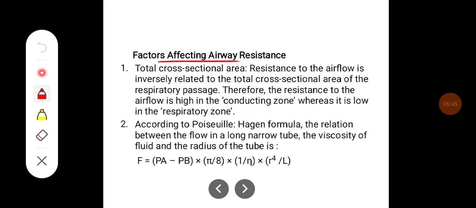Some of the factors affecting airway resistance are total cross-sectional area. The resistance to airflow is inversely related to the total cross-sectional area of the respiratory passage. Therefore, resistance to the airflow is high in the conducting zone, whereas it is low in the respiratory zone.